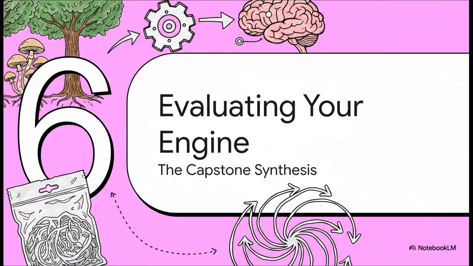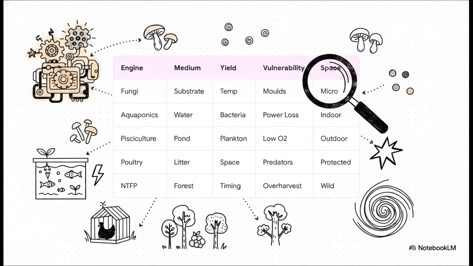And finally, Section 6, Evaluating your biological engine, the capstone synthesis. We've covered a lot of ground today, from sterile bags to the open forest. But crucially, we need to synthesize all this operational data. This capstone matrix lets you really visualize your choice of engine based on your available inputs and risk tolerance.